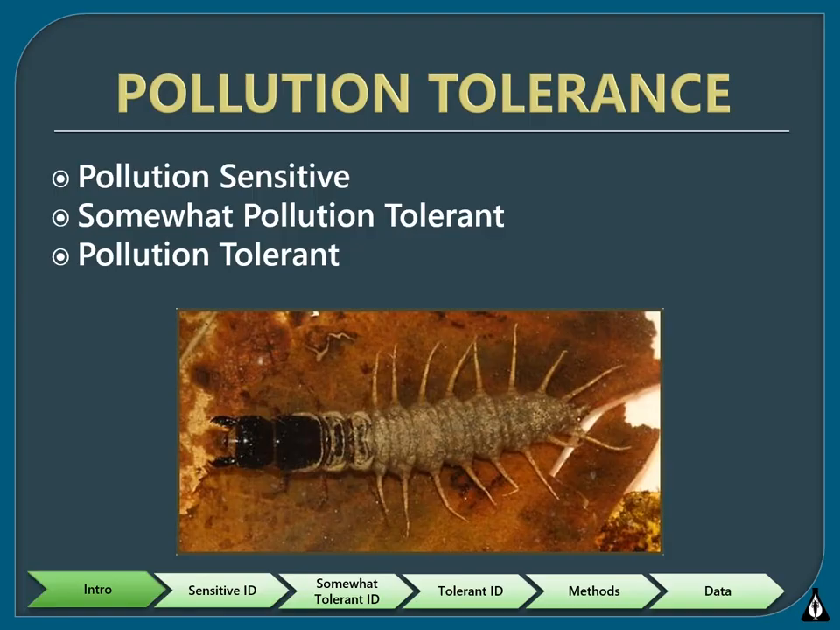We consider 3 levels of pollution tolerance: pollution sensitive, somewhat pollution tolerant, and pollution tolerant. Invertebrates that are pollution sensitive will only be present in streams with excellent water quality. Pollution tolerant invertebrates can be found in streams with severe impairment. Note that pollution tolerant organisms can be found in all streams, including those of excellent water quality. We hope to find a diverse community with invertebrates from all 3 categories. This image shows a fish fly larva, which is somewhat tolerant to pollution.